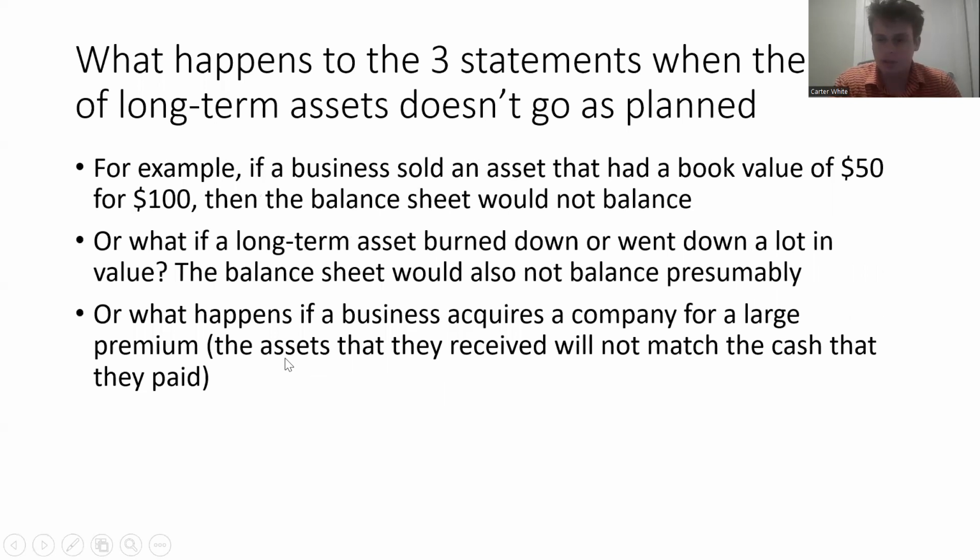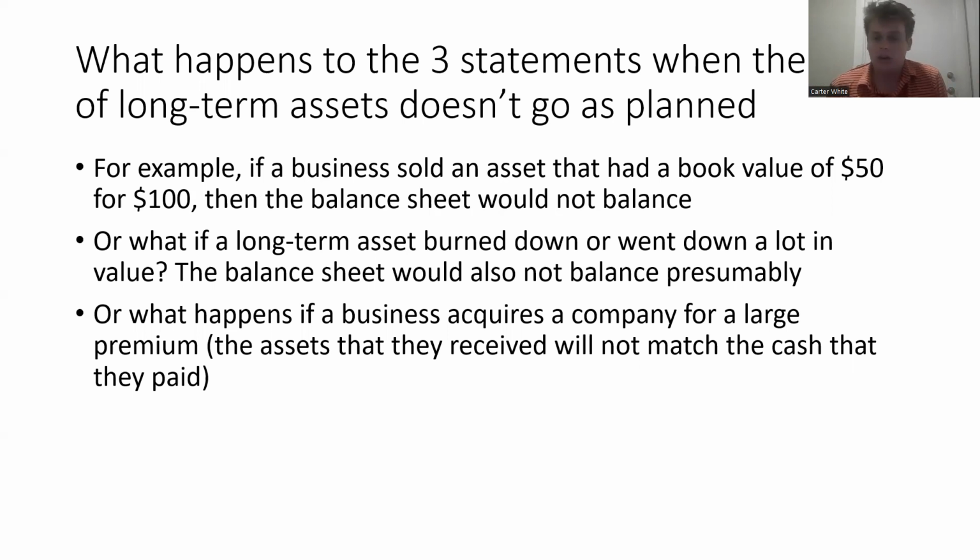So what happens to the 3 statements when the value of long-term assets doesn't go as planned? For instance, if a business sold an asset that had a book value of $50 for $100, then the balance sheet would not balance, right? I'm selling something worth $50 on my balance sheet, but I'm getting $100 of cash for it. So that means that my balance sheet is not balancing, right? My assets are going up 100 and then down 50. So it clearly does not balance like it always should. So there needs to be a solution for that, and it doesn't work here.